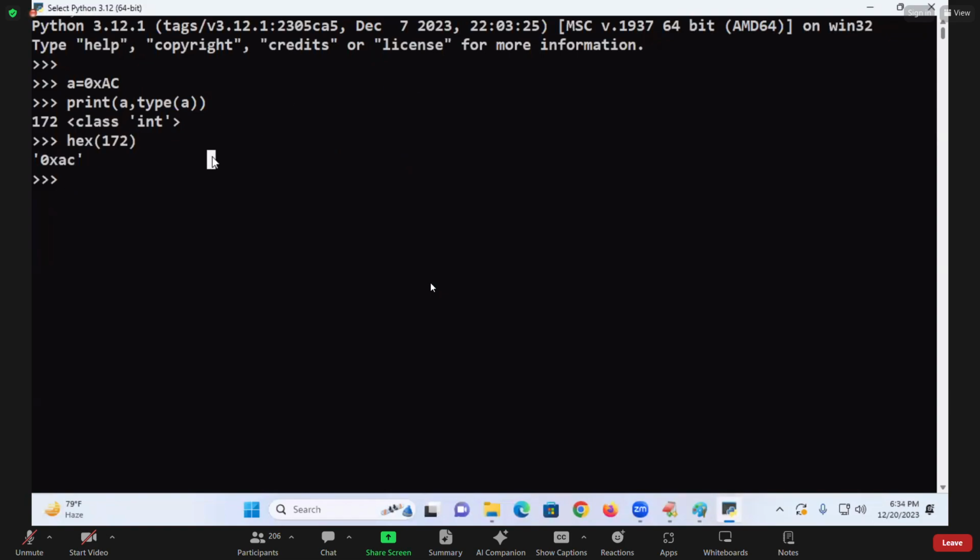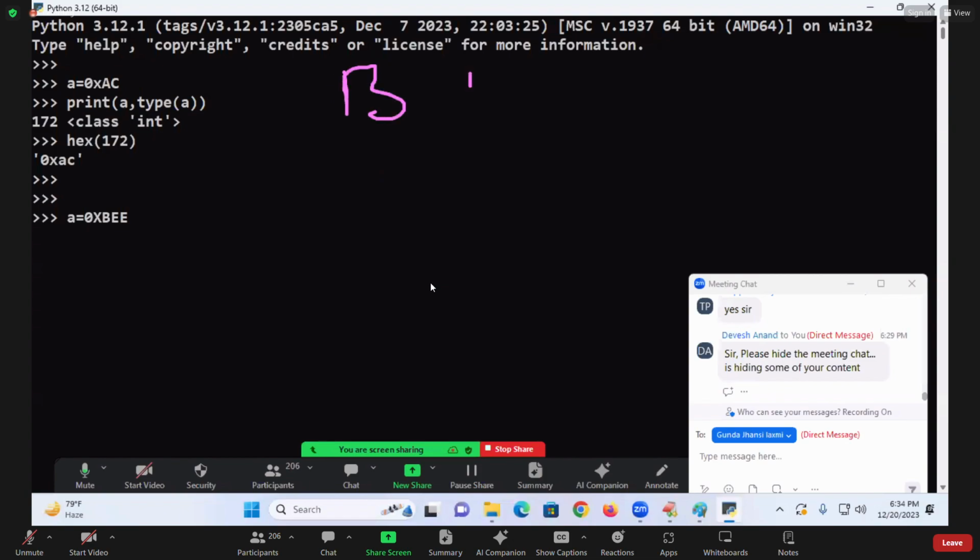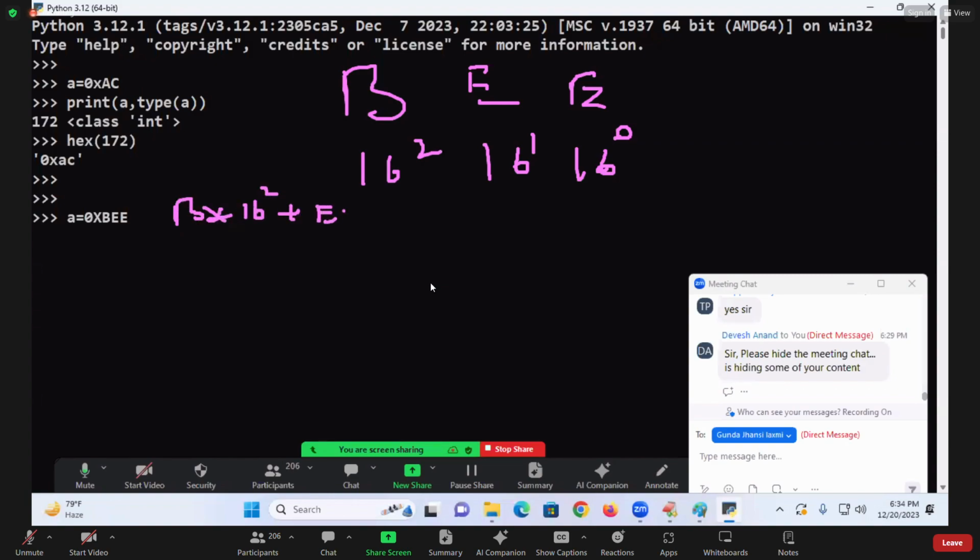Shall I go for the next example? See students, A is equal to 0 capital X BEE. Very regularly in MCQs, these are all called 0xBEE. How do you write this calculation? Take BEE positionally: 16 to the power of 0, 16 to the power of 1, 16 squared. B into 16 squared plus E into 16 to the power of 1 plus E into 16 to the power of 0.